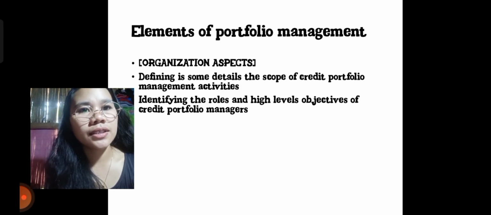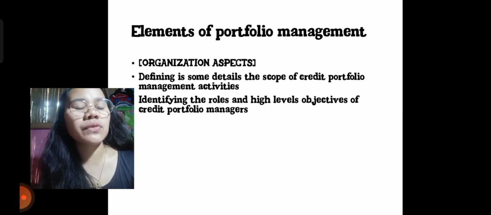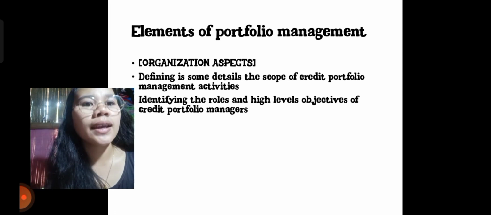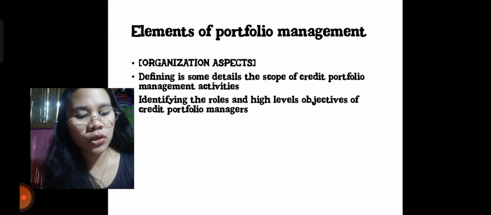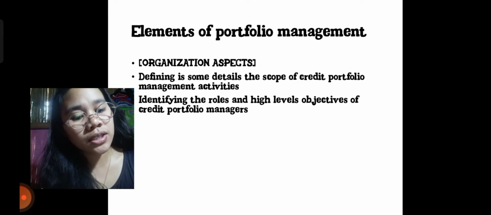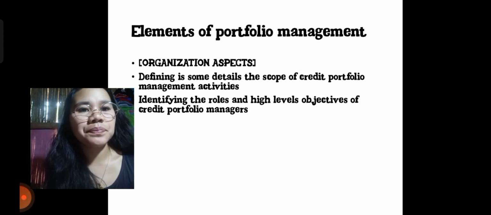So next is elements of portfolio management. Organization aspects. First is defining in some detail the scope of credit portfolio management activities, and this includes identifying which portfolios, clients, or counterparties are in scope. Next is identifying the roles and high-level objectives of credit portfolio management, including the credit portfolio strategy. Portfolio strategy is a set of concrete plans that help shape credit portfolio management activities.